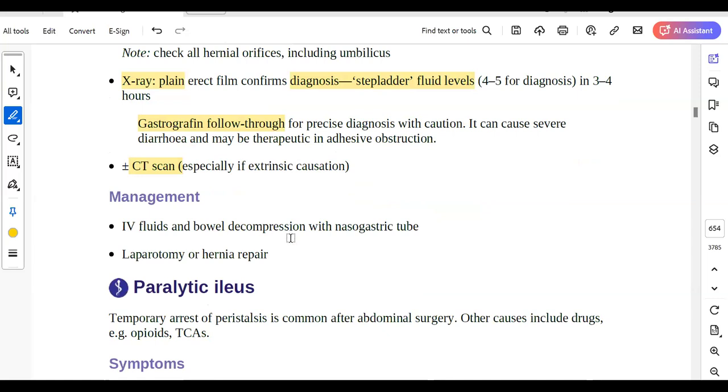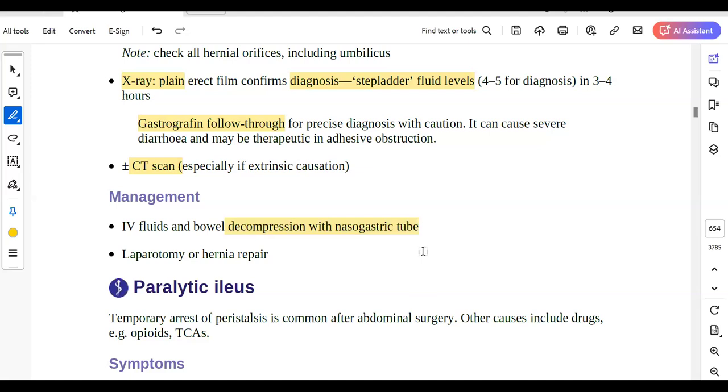So what is the management? For a small bowel obstruction, your main management is first to stabilize the patient. So nothing per mouth, IV fluid, and most importantly, this patient keeps on vomiting, so the most important thing is nasogastric decompression.